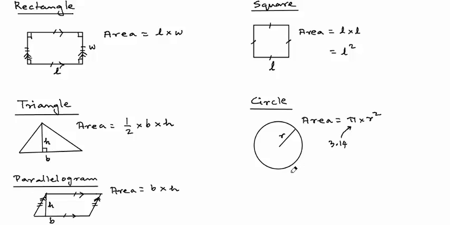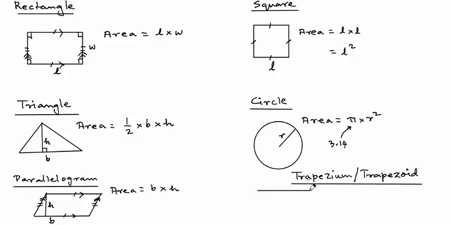There's another common shape you need to know about, and that's called the trapezoid or the trapezium. And a trapezium is essentially a four-sided shape in which exactly two of the sides are parallel, the other two are not. So as you can see, this side is parallel to this side, but this and this are not parallel.